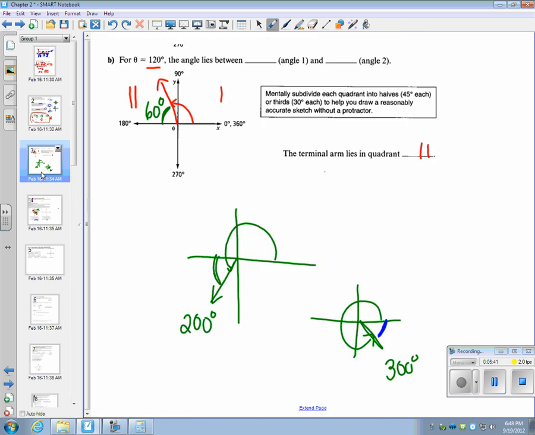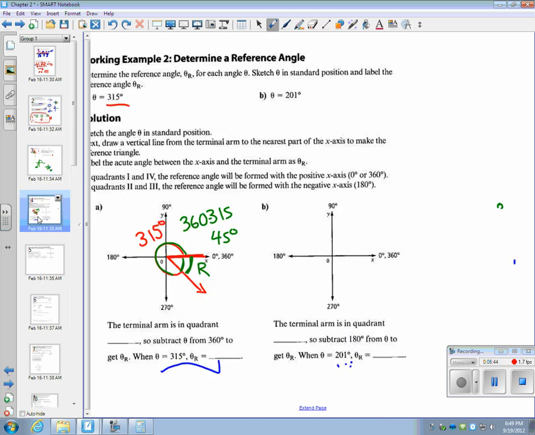Okay, let's try another one, 210 degrees. Remember, this is 180, so 210 is going to be somewhere here. So its reference angle is going to be right there. Let's think about it. We have 180 degrees here, so it's whatever's left after 180. We're going to take 210 and subtract 180 because I don't want all of this stuff, I only want what's left. So 210 minus 180 is 30. So its reference angle is 30.